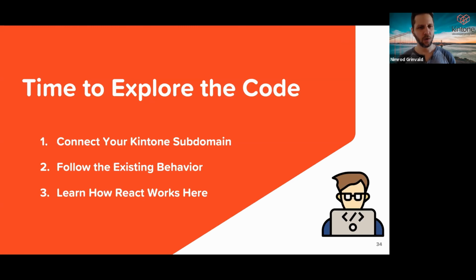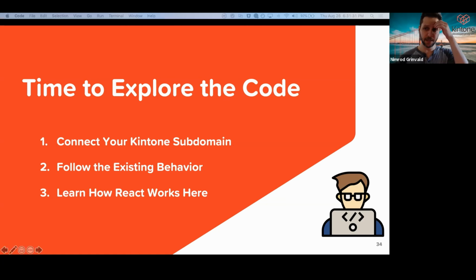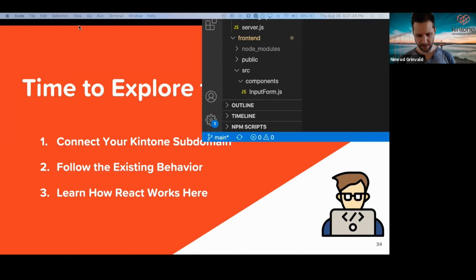Okay. So what we're going to do at this point is we're going to explore the code. And we're going to do three things with the code. First is we're going to talk about connecting your Kintone subdomain. Then we're going to learn what's going on over here. And then finally, we'll learn how React works over here. So the first thing that I want to do is drop this down over here.